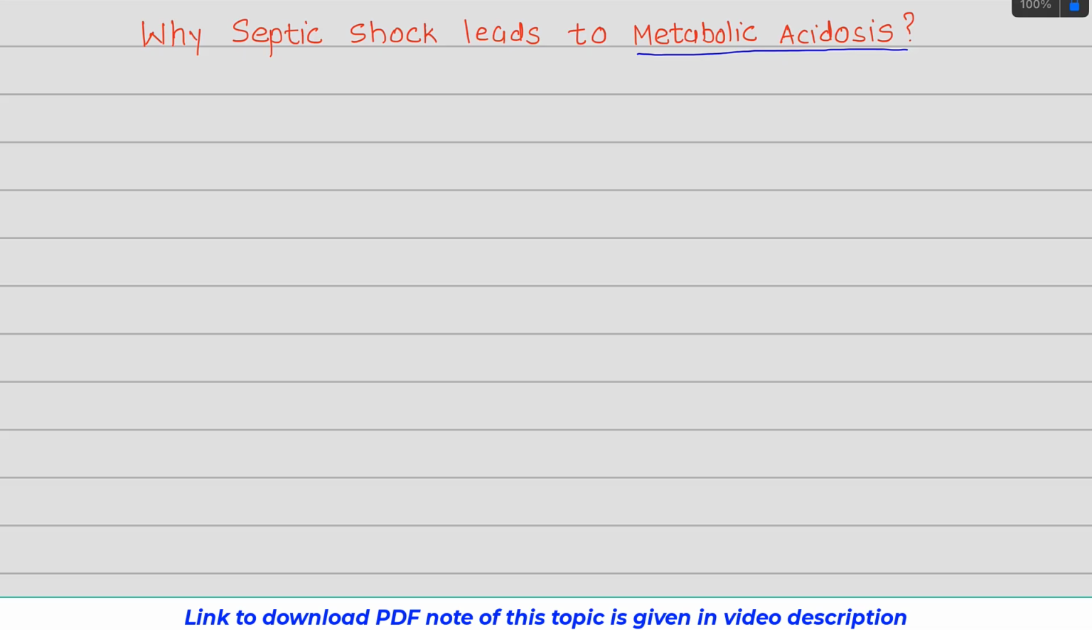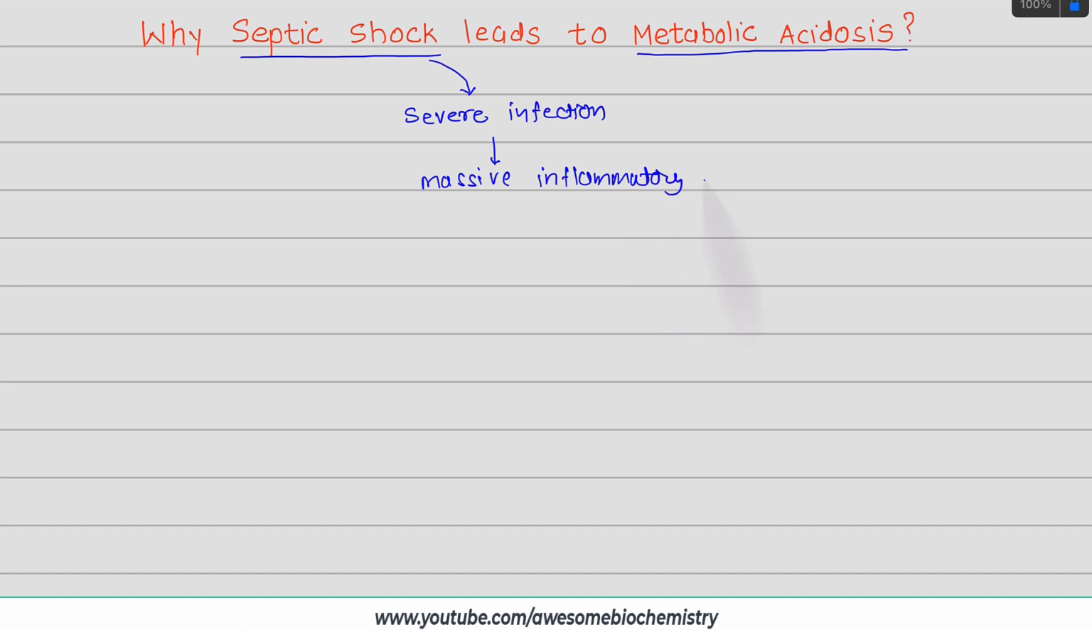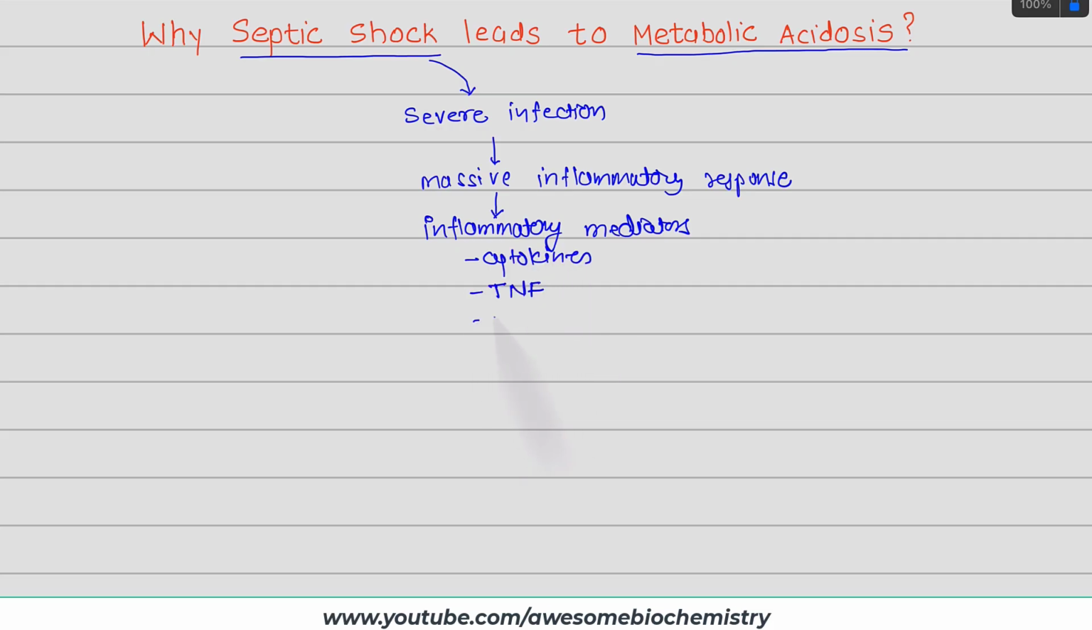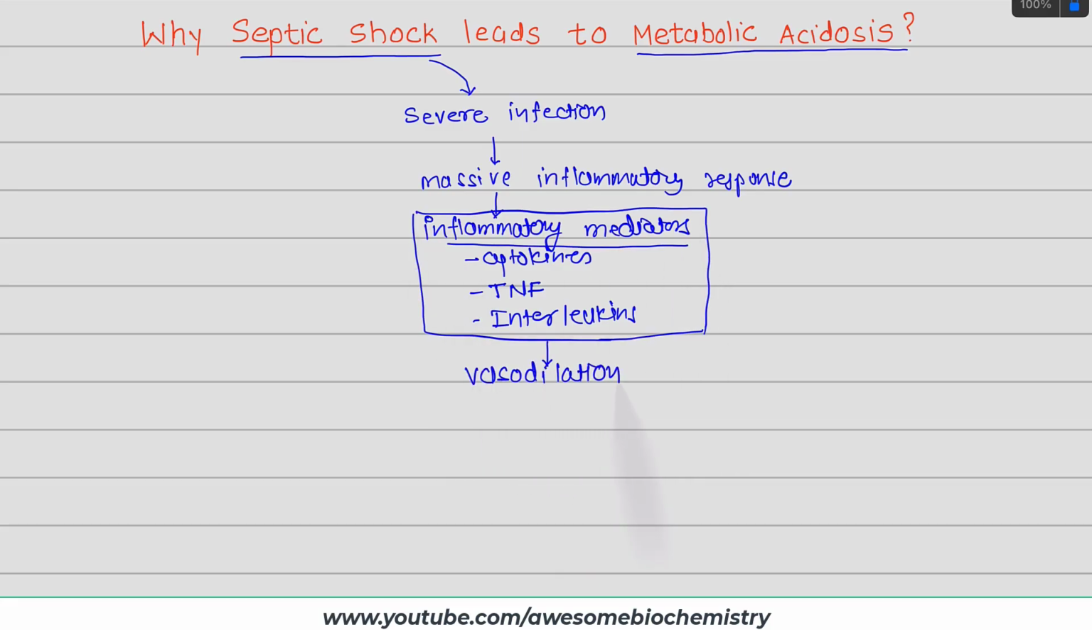First, let's understand what happens in septic shock. Septic shock occurs when a severe infection triggers a massive inflammatory response throughout the body. This releases inflammatory mediators like cytokines, tumor necrosis factor, and interleukins into the bloodstream. These inflammatory mediators cause widespread vasodilation, meaning blood vessels relax and widen dramatically. This leads to dangerously low blood pressure, or you can say severe hypotension.